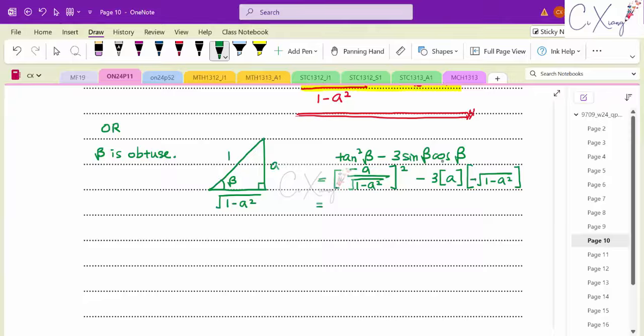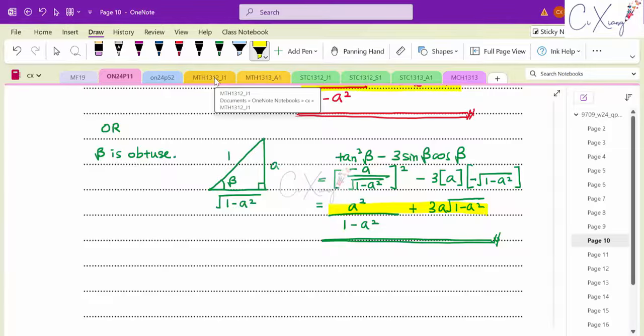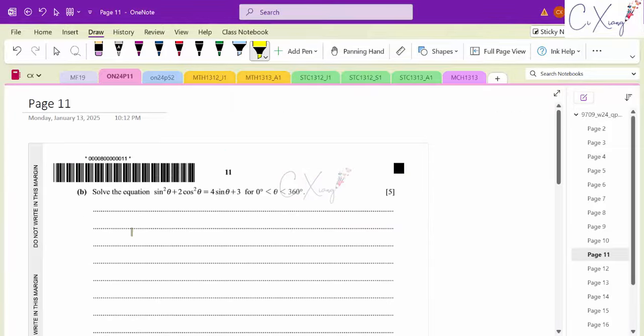Alright, so when you simplify it, you will see that the answer we get is still the same. Although the technique is a bit different, the final answer is generally the same. So we have square root of 1 minus a squared. Okay, alright, so this is how we get the answer for part A. Then let's proceed to part B.